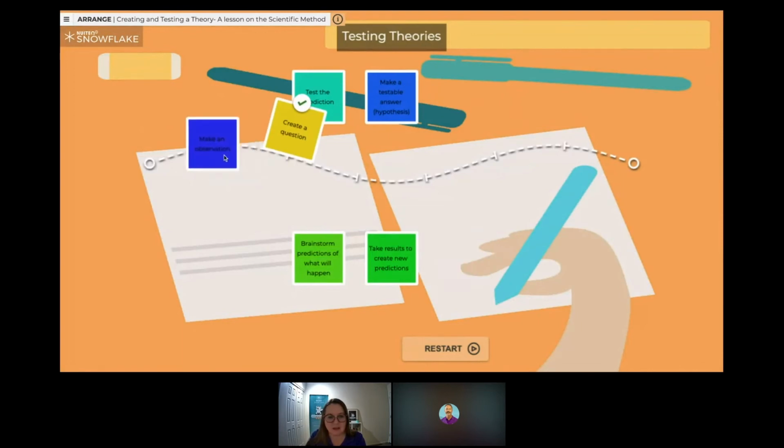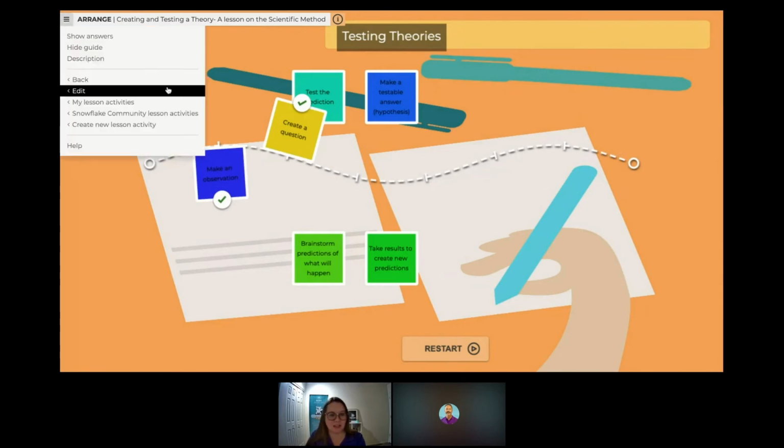Make an observation, then come up with your question, and then go through the different components of inquiry-based learning. So brainstorming what they think would happen, coming up with their testable answer, their hypothesis, taking the results, making the predictions, that reflection opportunity. So this could be just a template that students would use to help remember that process as they're working through an inquiry-based learning activity.